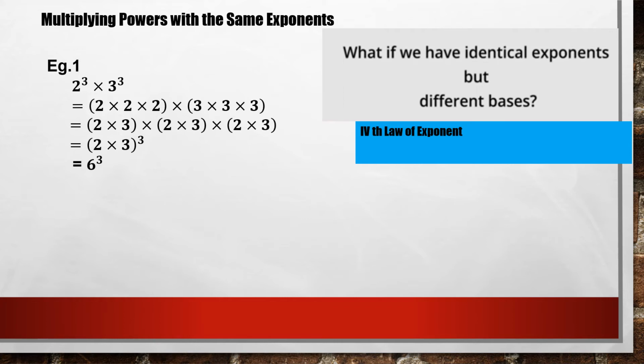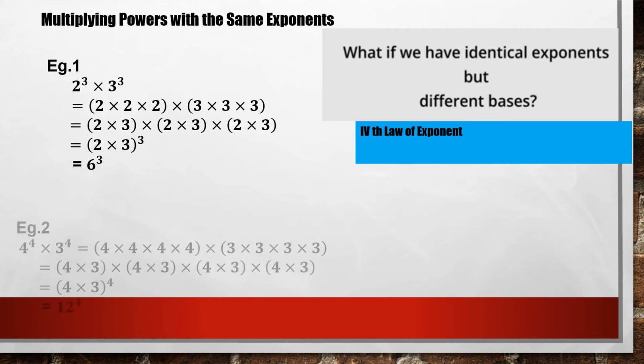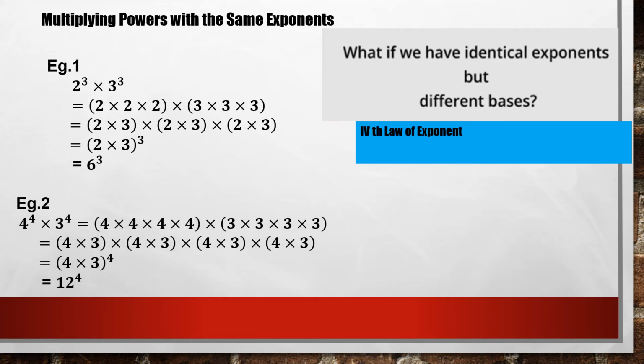Consider one more example, that is 4 raised to 4 into 3 raised to 4. This also we can arrange like this: 4 into 4 into 4 into 4 into 3 into 3 into 3 into 3. Then we can rearrange this 4 and 3 and we will arrive at 4 into 3 into 4 into 3 into 4 into 3 into 4 into 3. Here also we will get 12 into 12 into 12 into 12, that is 12 raised to 4.